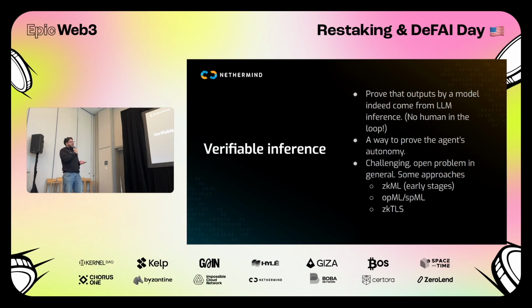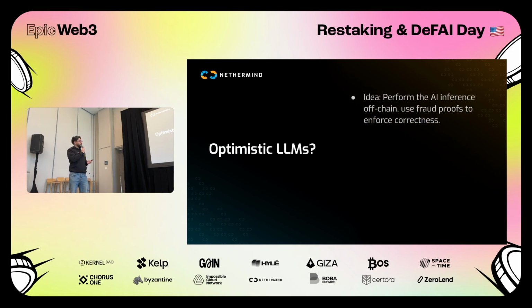There's OPML, essentially an optimistic architecture for LLM inference. I'll discuss that in a second more carefully. And there's ZK-TLS. I'm skipping ZK-ML for now. It's an active area of research, and I think beyond the scope of this talk, but it would provide a gold standard for this kind of verification.